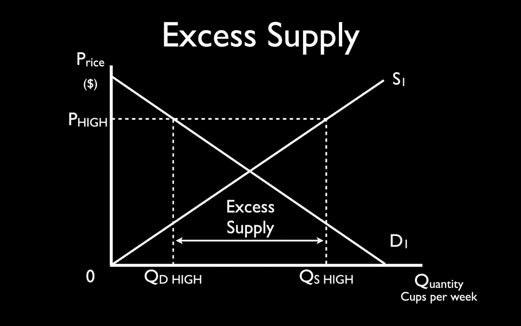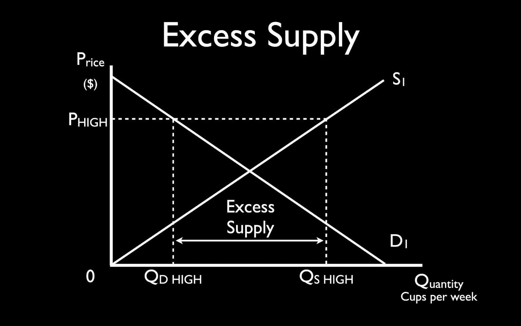What is happening? Which is greater? Well, quantity supplied is greater than quantity demanded. Essentially, what we have is excess supply. Now, what you have to think about here is, what would occur that would cause buyers and sellers to change their behavior and as such bring the market back down to equilibrium?